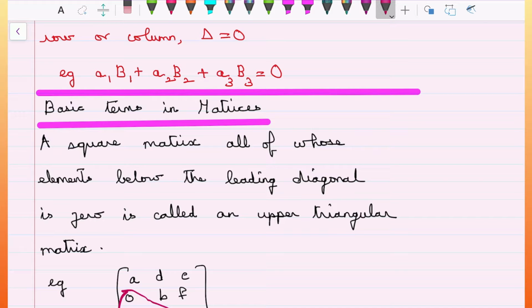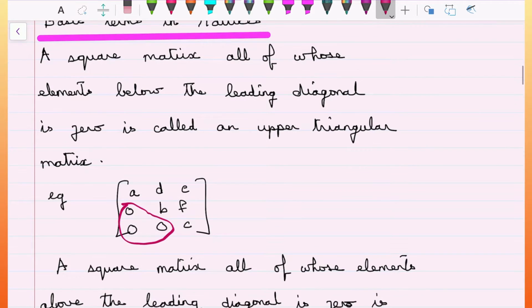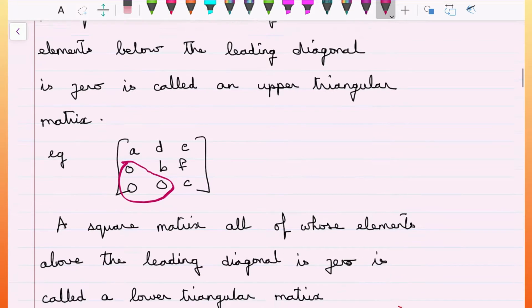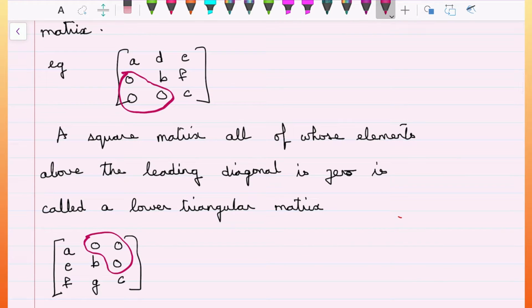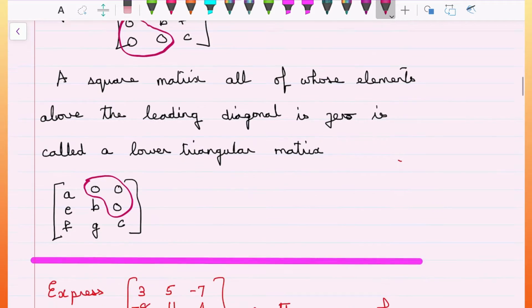Now coming to some basic terms, a square matrix, all of whose elements below the leading diagonal are 0, is called an upper triangular matrix. So you can see here, all the elements below the leading diagonal are 0. A square matrix, all of whose elements above the leading diagonal are 0, is called a lower triangular matrix. So here it's a lower triangular matrix because at the top everything is 0.